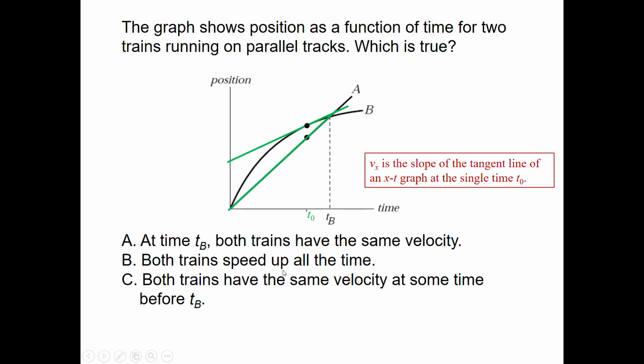Furthermore, both trains don't speed up all the time. B is false because B is doing exactly what we showed the single train doing in the previous one. It's slowing down all the time. The correct answer is C.